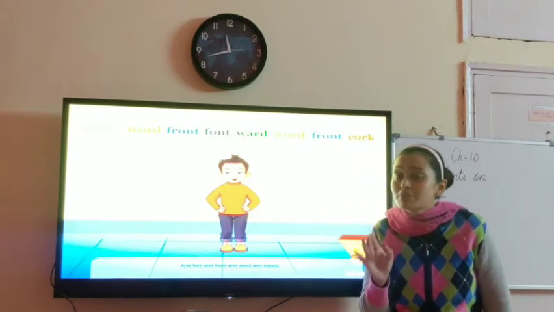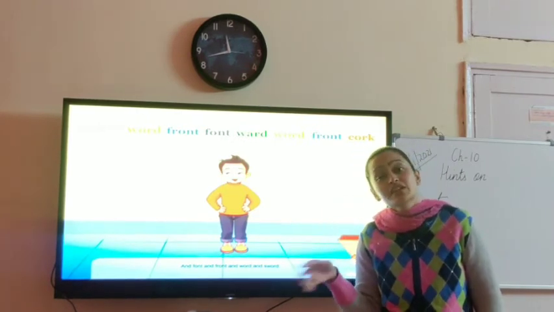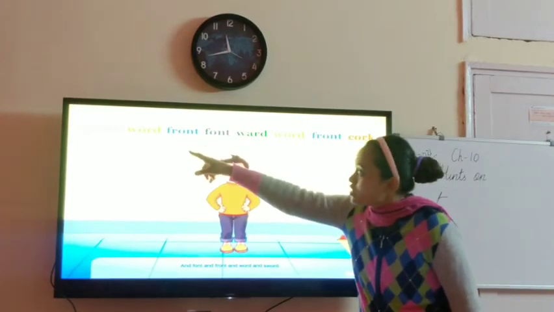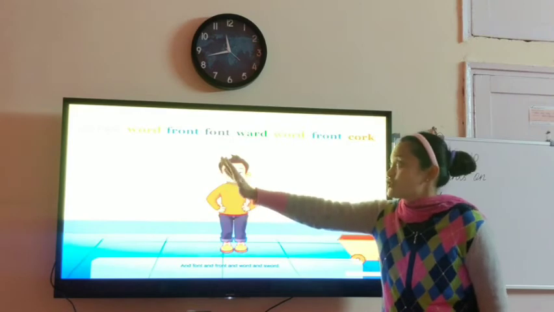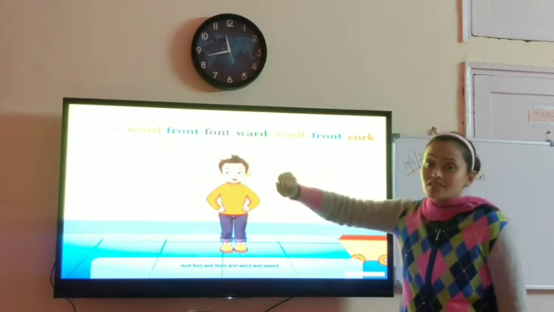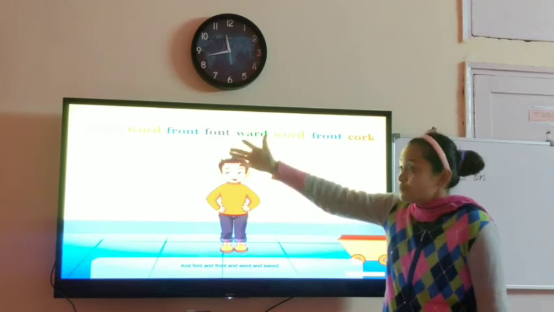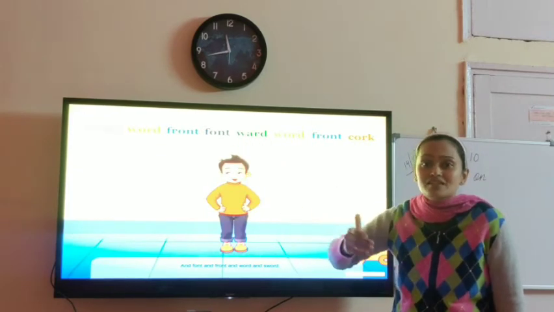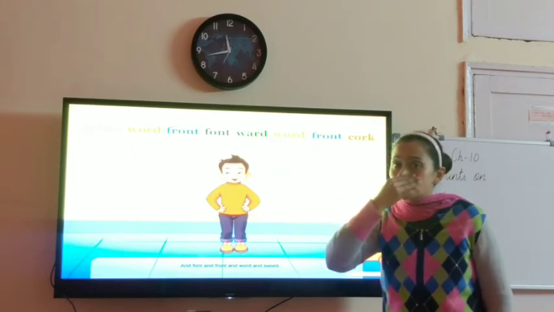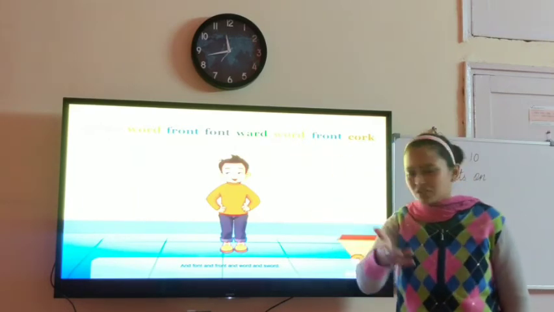But at the same time, even if they are similar in their spelling, they will have different pronunciation. Sword and word, vast difference, children, though their spelling is almost the same. Front and font, right, children? Again, different pronunciation. Font, front. Ward and word. Ward, what is ward, children? A ward is a hospital room.